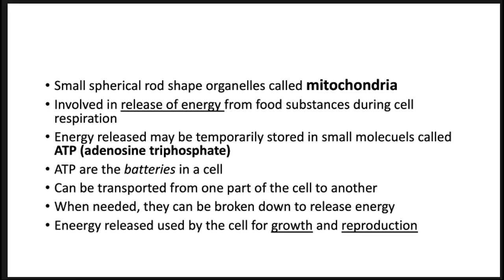This whole mechanism will be covered later. And the energy released by the breakdown of ATP is used by the cell for growth and reproduction. And since ATP is a small molecule, it can be transported from one part of the cell to another. So whichever part needs energy, ATP is delivered there and then broken down to release energy for growth or reproduction.